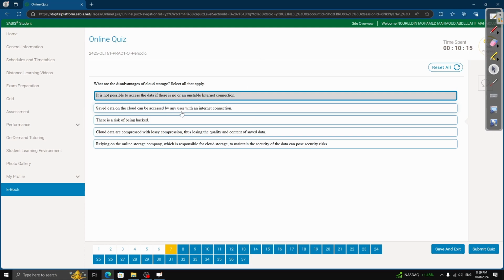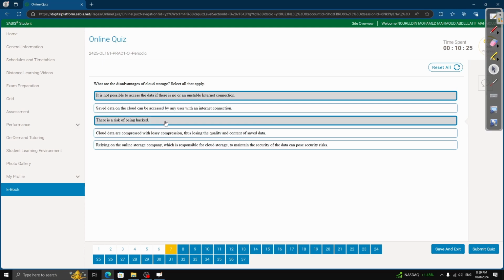Saved data on the cloud can be accessed by any user with an internet connection. This is true, but this is not a disadvantage. There is a risk of being hacked. With anything on the internet nowadays, there is a risk of being hacked, no matter the type of security enforced. Cloud data are compressed with lossy compression, thus losing the quality and content of saved data. This isn't true, because you wouldn't want to lose data. Relying on the online storage company which is responsible for cloud storage to maintain the security of the data can pose security risks. This ties in with the hacking one.